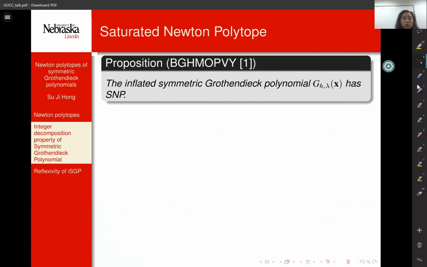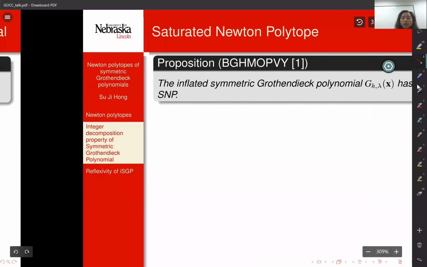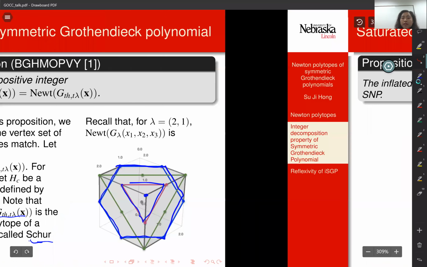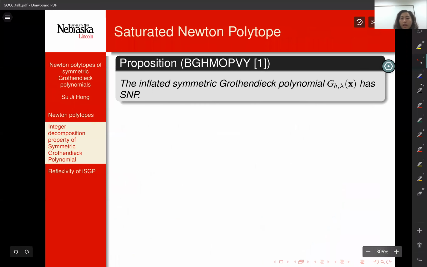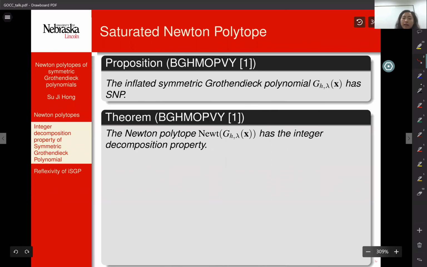And one other thing we looked at was we wanted to show the inflated symmetric Grothendieck polynomial also has SMP, so that each of the points on this corresponds to some kind of semi-standard Young tableau. And we were able to show that they do have SMP. And with that, we were able to show that the Newton polytope of ISGP has the integer decomposition property for any H and any lambda.